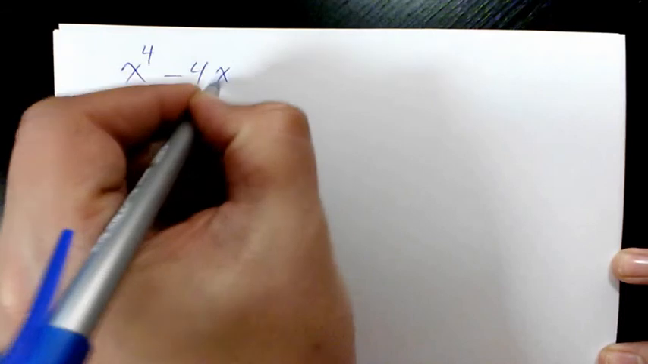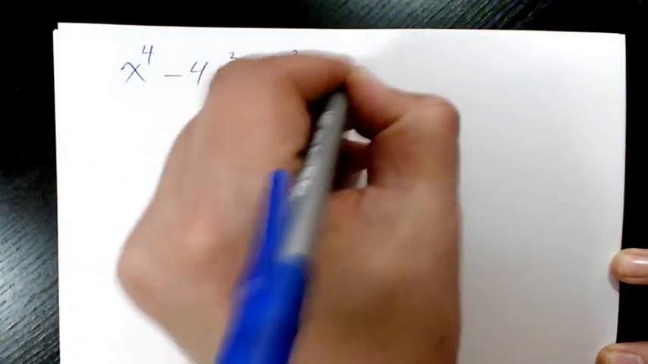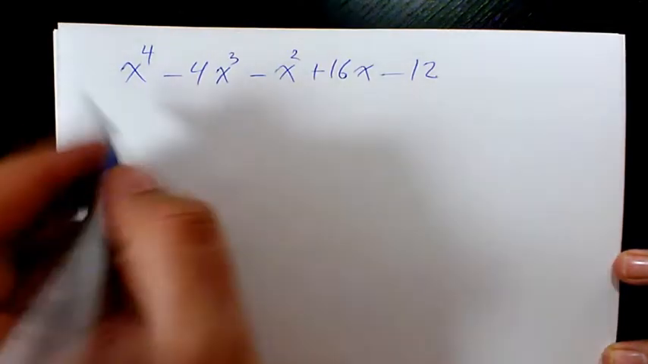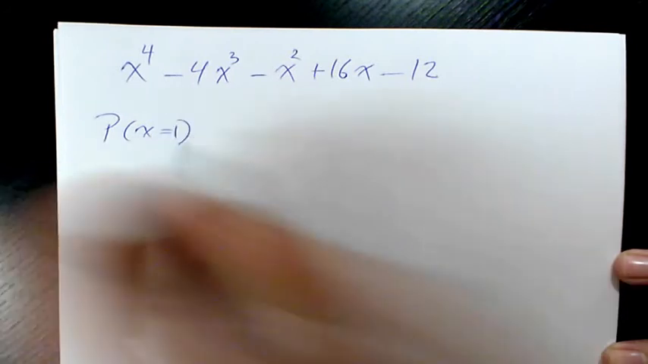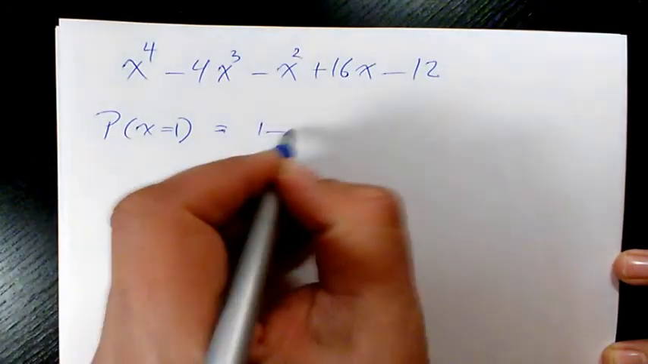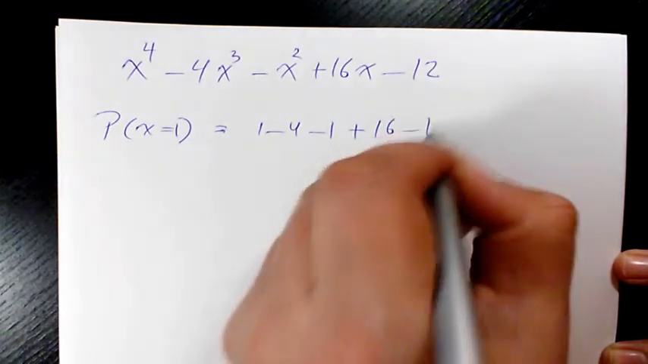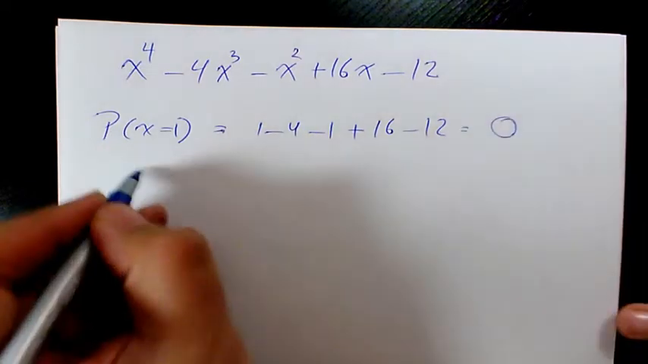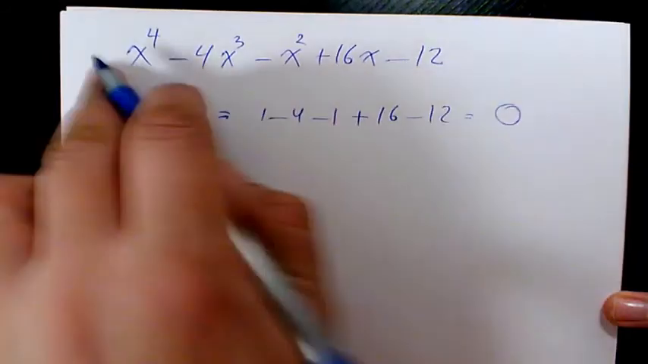So the next example is x to the power of 4 this time, minus 4x cubed minus x squared plus 16x minus 12. So we need to do trial and error. 1 minus 4 minus 1 plus 16 minus 12. Let's see, it looks like it's going to make it 0. Yeah, that's 0. So one factor is x minus 1. Let's divide this by x minus 1.